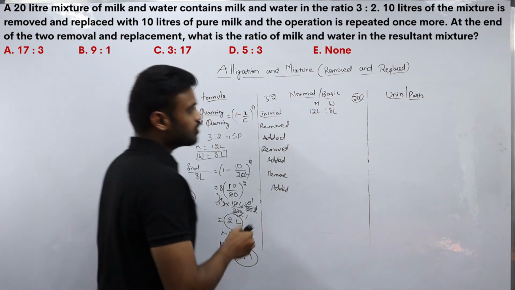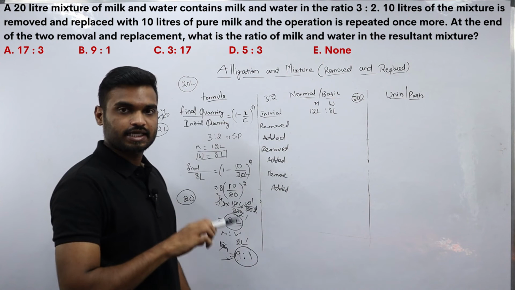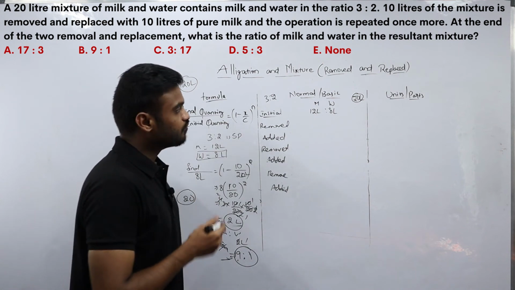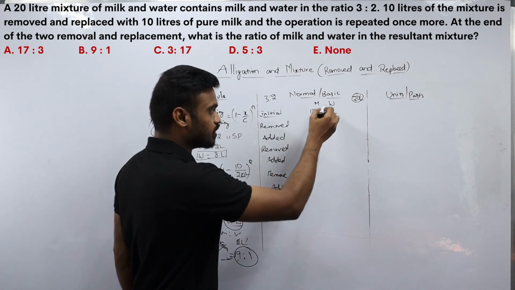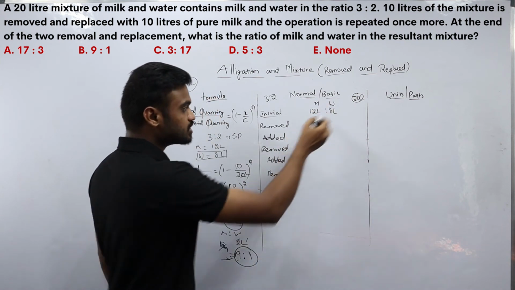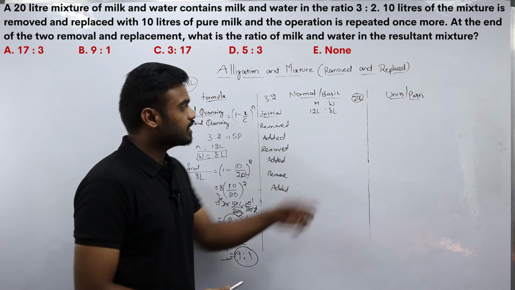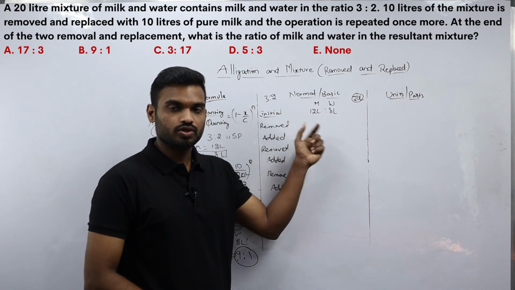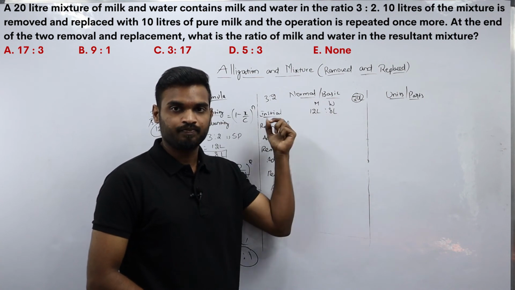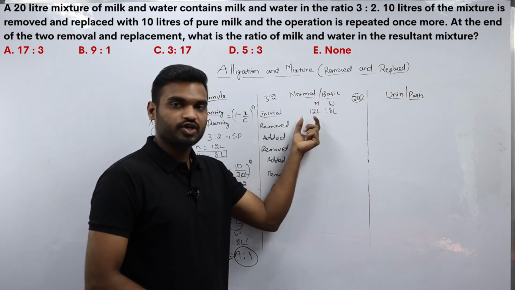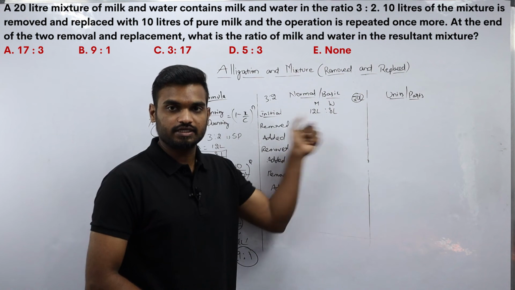Okay, so out of this 20 liters, we are taking out 10 liters of quantity. So we need to find out what is the quantity of milk in the 10 liters and also what is the quantity of water in the 10 liters. Because here we have a mixture, right? Here we have a mixture of milk and water. So in the 10 liters, there will be some quantity of milk and also some quantity of water. So we need to find out what quantity of milk is removed and also what quantity of water is removed.